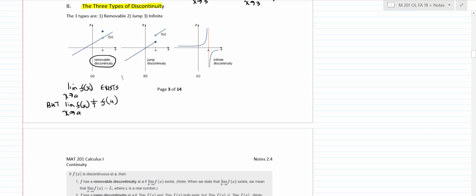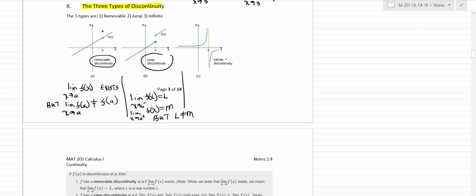The next thing is what we call a jump discontinuity. We say the limit as x approaches a from the left of f of x equals some number L. Then the limit as x approaches a from the right is some number m, and they're different. So L and m are not the same. And that's how that goes.